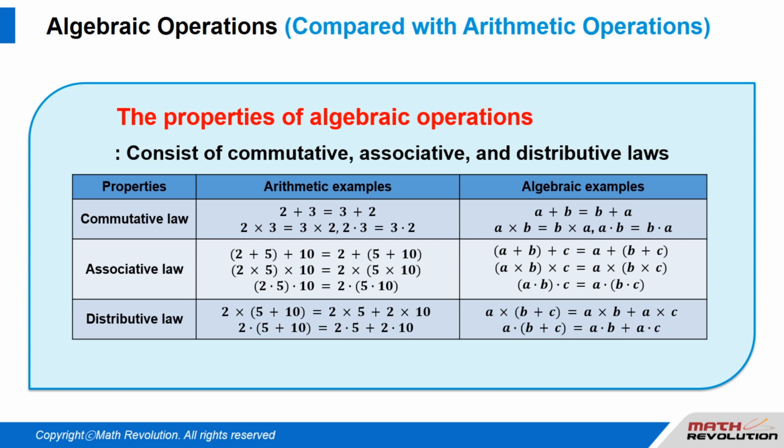Property is distributive law. Arithmetic example of distributive law: 2 times (5 plus 10) equals 2 times 5 plus 2 times 10. Algebraic example of distributive law: a times (b plus c) equals a times b plus a times c.